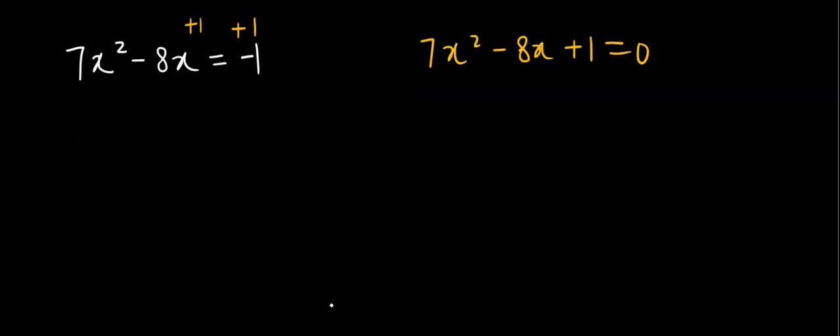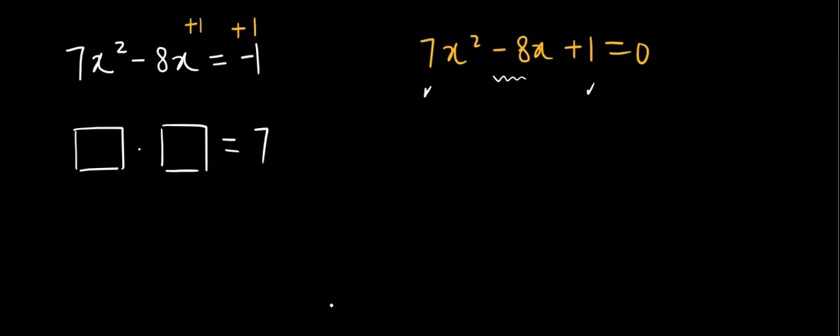Now you have your ABCs. A is 7, B is -8, and C is 1. Let's find the two numbers. When we multiply them, it gives us AC, in this case that is 7. When we add them, in this case, we get B, which is -8. All right, let's pause and think, what are these two numbers that we can put in these two boxes? Then we can factor this polynomial.